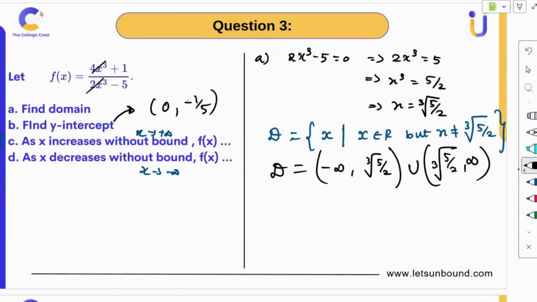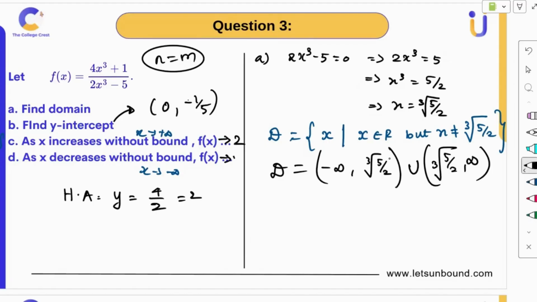Okay. As x increases without bound, that is x tends to infinity, what is f of x doing? Here we have a rule. When the degree of the numerator is equal to the degree of the denominator, you have to divide the leading coefficients. So the horizontal asymptote is basically y equal to 4 by 2, dividing the leading coefficients, which is 2. So it approaches 2. You can write that it approaches 2 for both cases, plus infinity and minus infinity, since the degree is the same.